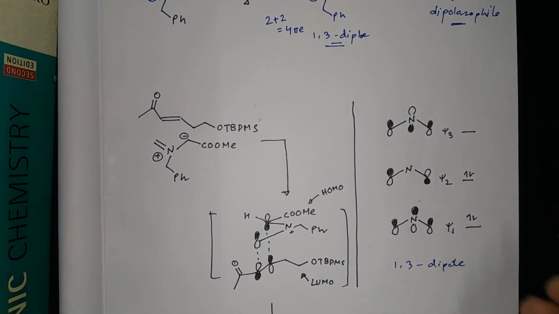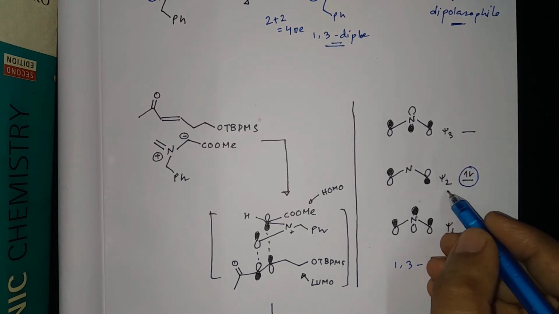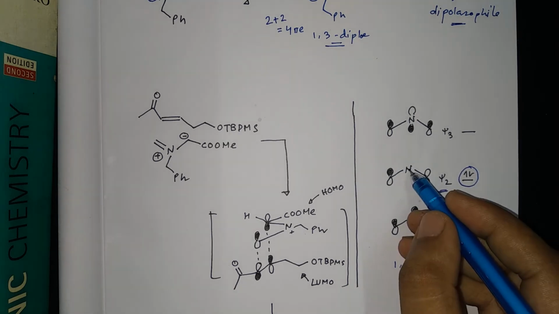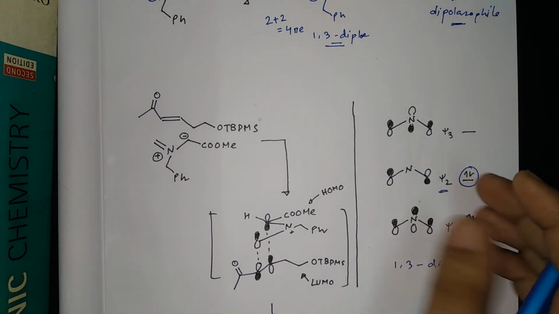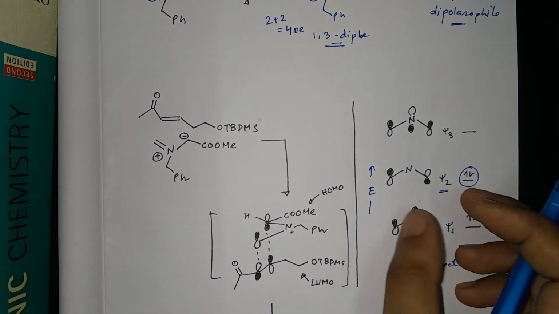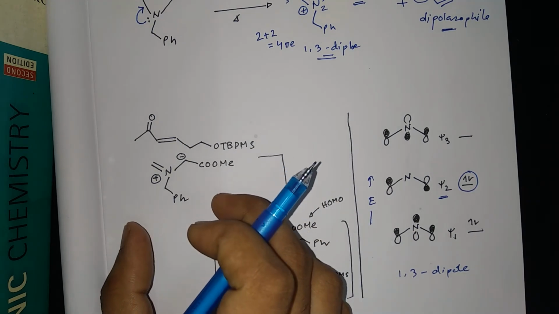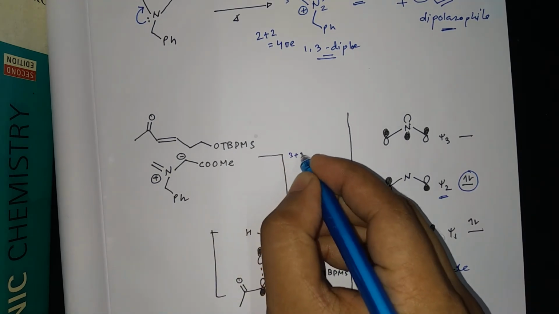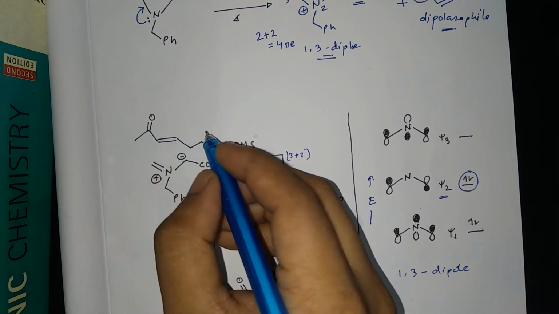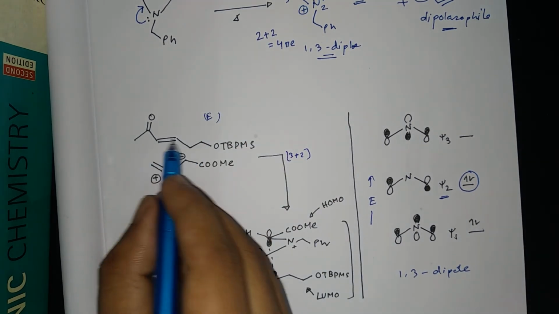Okay, so you can see this is psi 1, psi 2, the 4 electrons are there. So this is the highest occupied molecular orbital, psi 2, and psi 2 has one node here, and this is the frontier molecular orbital structure of psi 2. Okay, so now how to go for a 3+2 cycloaddition reaction. So this is a trans alkene, means E alkene, right? So both the groups are in the trans position, so we will write them in the trans position.